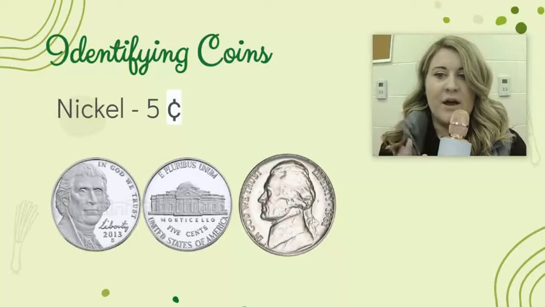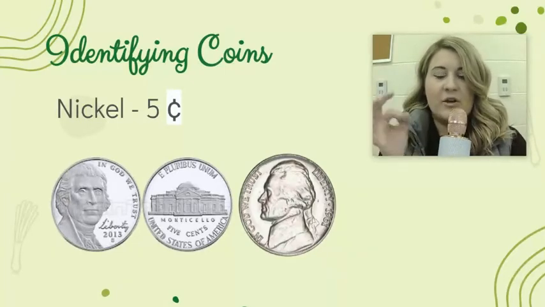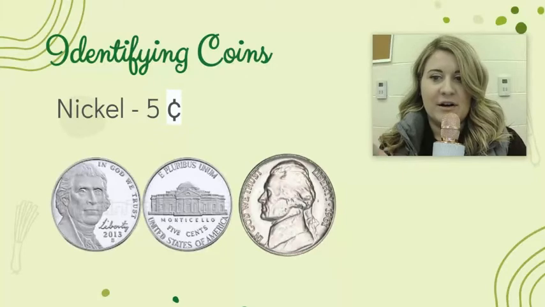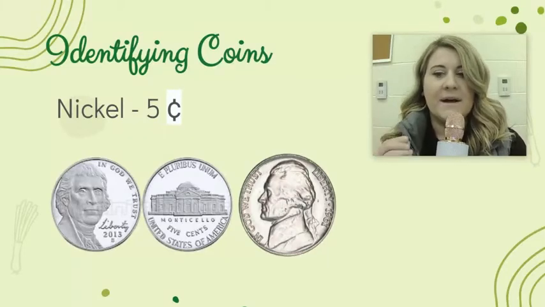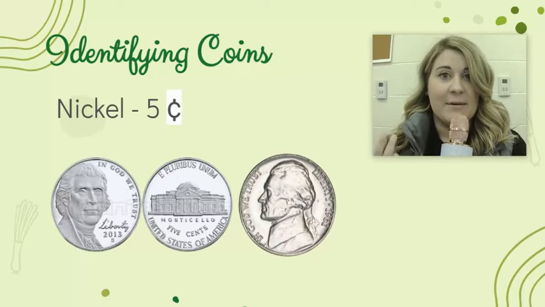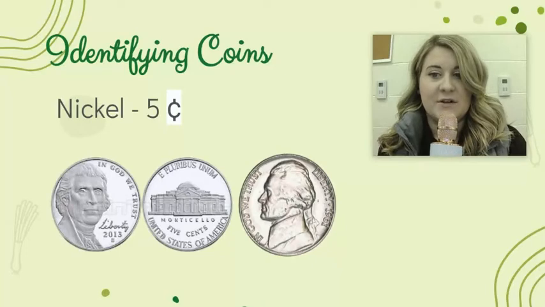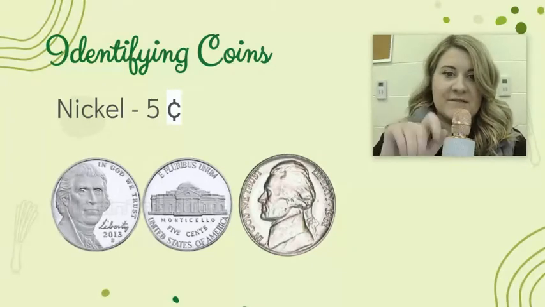Okay, so our nickel is a little bit larger than our penny, and that's how you're going to tell the difference. Obviously, the penny is also a copper color, but this is how you're going to tell the difference between a dime, a quarter, and a nickel. The nickel is the medium-sized silver-colored coin, and it is only worth 5 cents, okay?